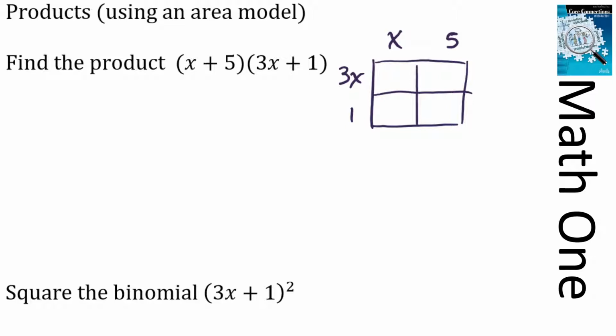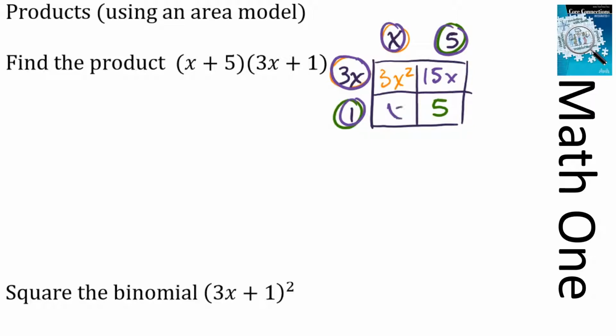Now, if I multiply the x times the 3x, that gives me a 3x squared. It's part of my product. And then if I multiply the 1 times the 5, part of my product is the number 5. And then the parts that are often missed are these products. I've got a 3x times a 5, which is a 15x. Then I've also got an x times a 1, which is simply an x.